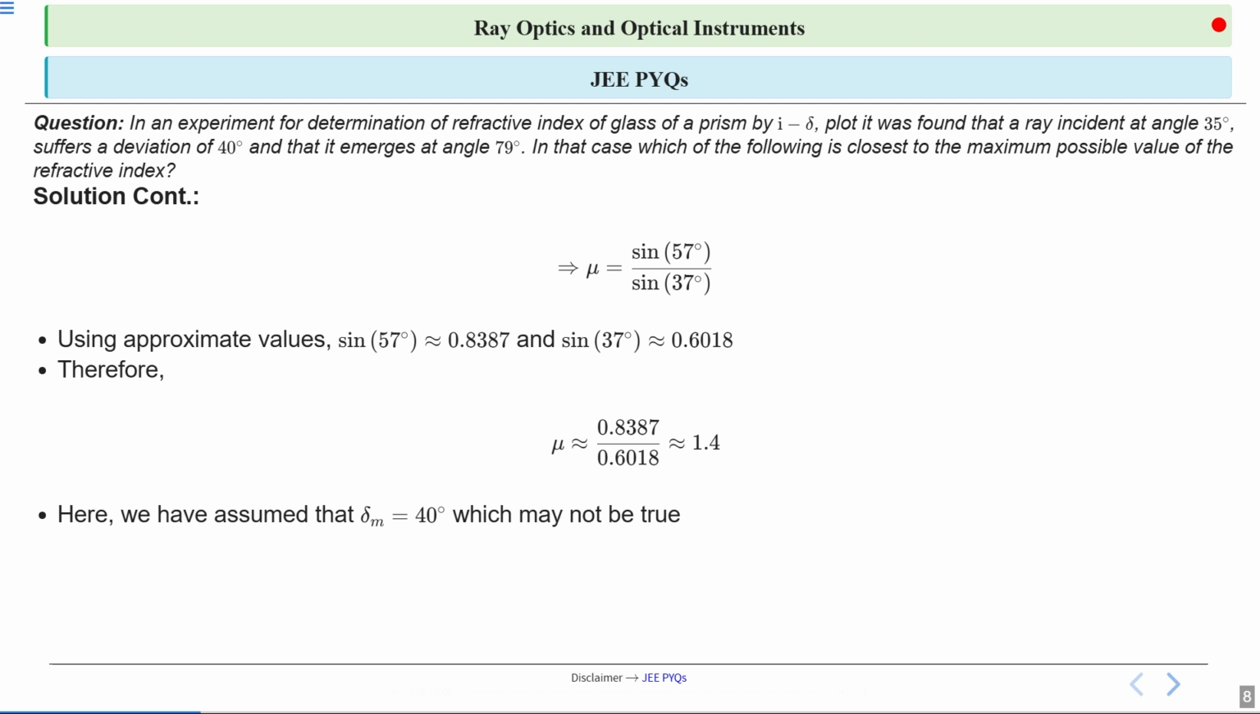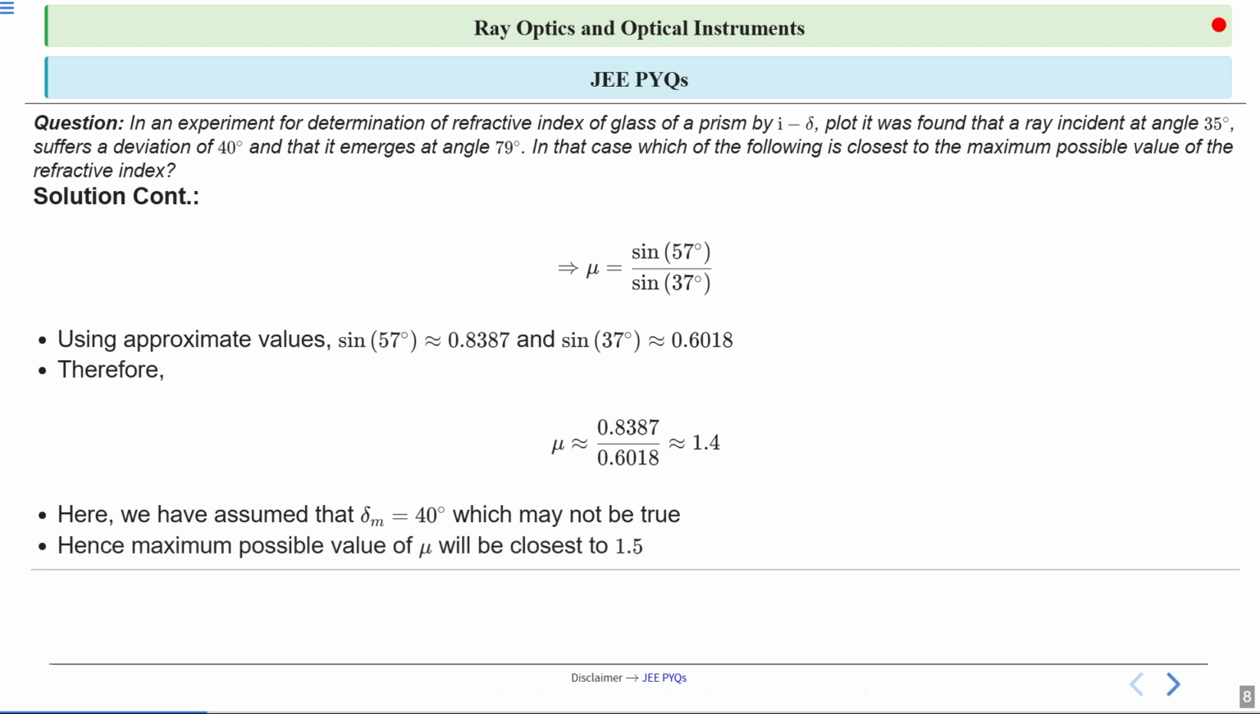However, it is important to note that we assumed the deviation angle delta to be 40 degrees, which might not be the case. The minimum deviation angle can be less than 40 degrees. This assumption affects our calculation and we need to consider the possibility of a different deviation angle. Therefore, considering the potential variation in deviation angle, the maximum possible value of refractive index is likely to be closer to 1.5.